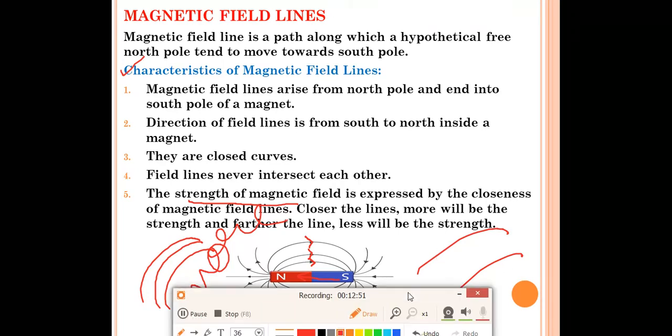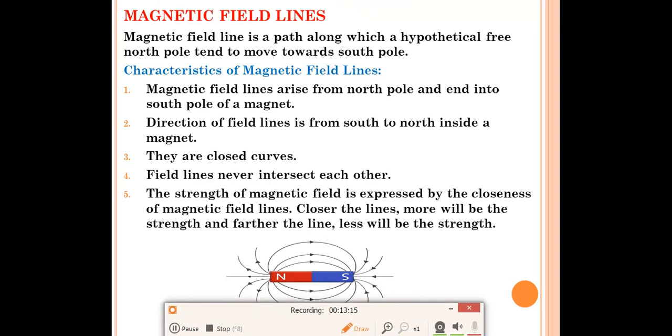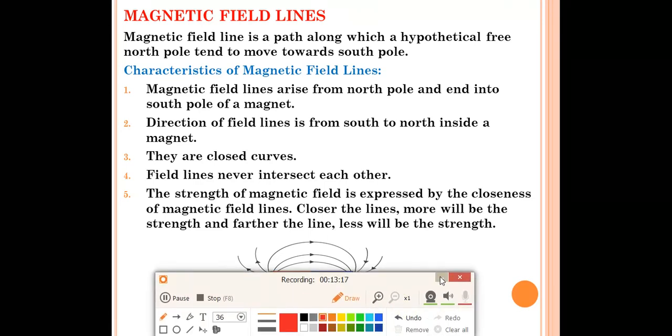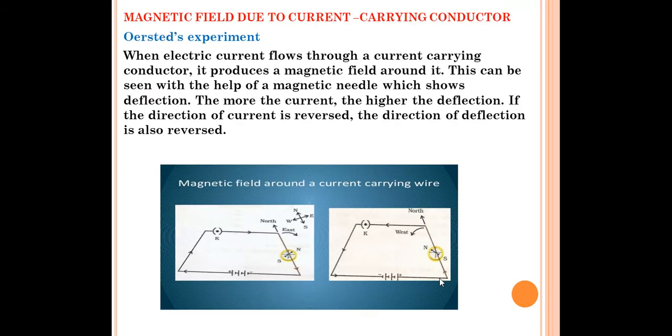So these are the characteristics of magnetic field lines. You should remember that they arise from the north pole and end towards the south pole. Then inside the magnet, the direction will be from south to north. They are closed curves and they will never intersect each other. And the strength of magnetic field is expressed by the closeness of the magnetic field lines. Closer the line, more will be the strength. Farther the line, less will be the strength. So this we have read about the properties of the magnetic field lines. Our next topic is magnetic field due to current carrying conductor.